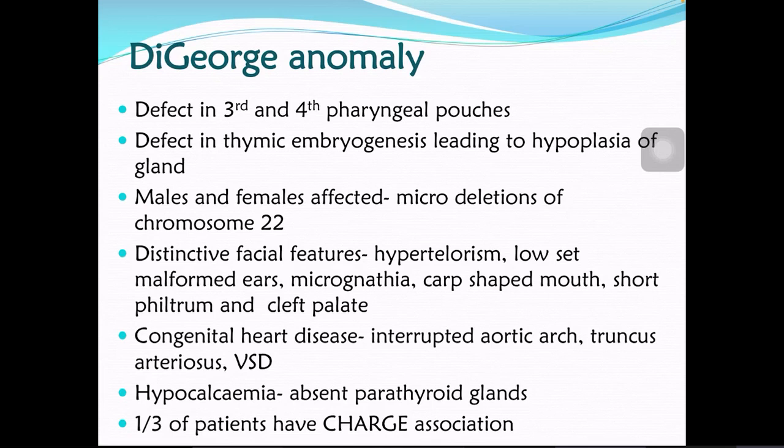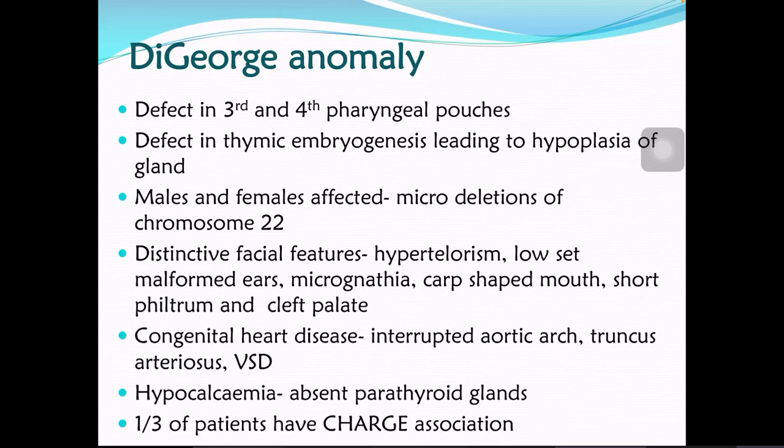And the facial features may not be very obvious in the initial phase, but as the child grows, these things become more obvious. And if there is a significant defect in the third and fourth pharyngeal pouches, they are likely to present with hypocalcemic seizures much before the immunodeficiency, and that happens because of the absence of parathyroid glands. So if your history is that the patient has been managed for seizures and then subsequently comes in with early onset infection, then it is high time to think about DiGeorge.